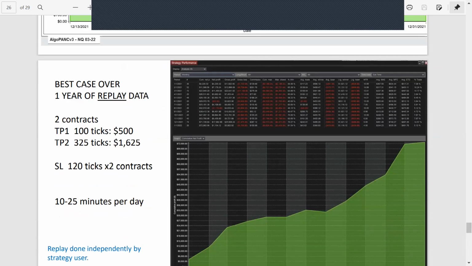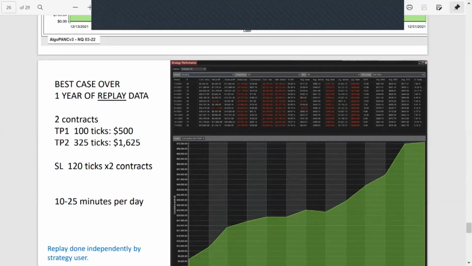So 1 year of replay data for 2 contracts, the TP with 100 ticks, that's $500, and the second target at 325 ticks, $1,625. And the stop loss is 120 ticks, so that would be a total of $1,200 for stop loss on a trade. Only 10 to 25 minutes per day. Not every month was profitable. That is 2 losing months out of 12 or 13 months.